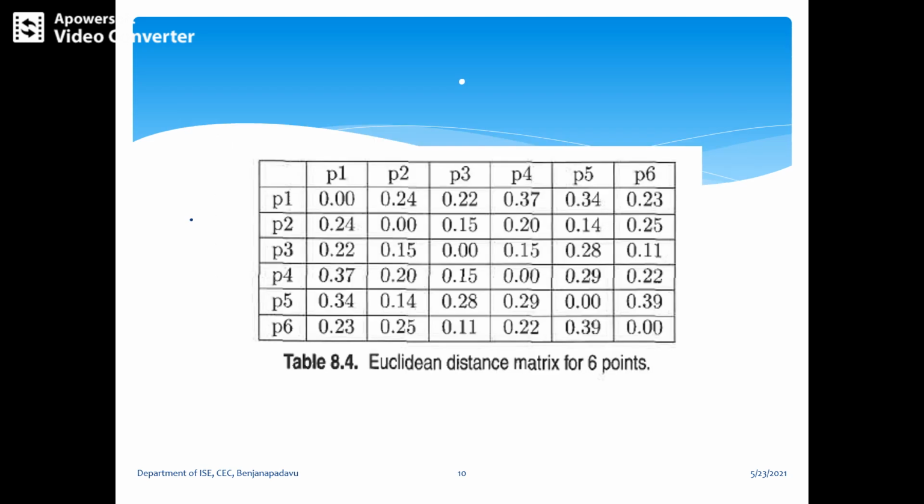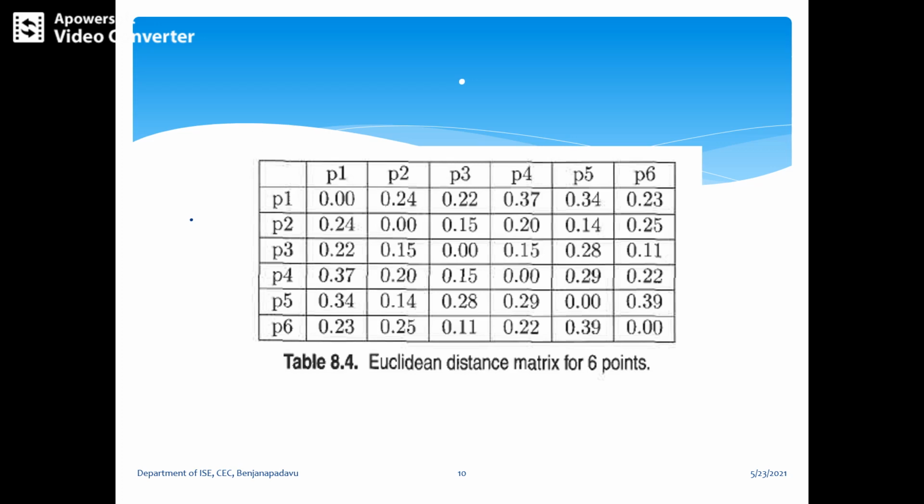For the Euclidean distance calculation, we know the formula is the square root of the summation for k equal to 1 to n of (xk minus yk) whole squared. Applying this formula, all the diagonal elements are 0, because when calculating the distance of a point to itself it is always 0. Then we get these values: p1 to p2, p1 to p3, p1 to p4, p1 to p5, p1 to p6.